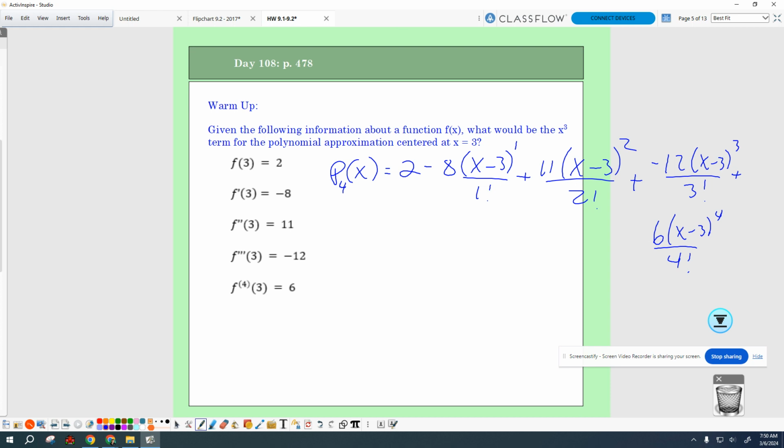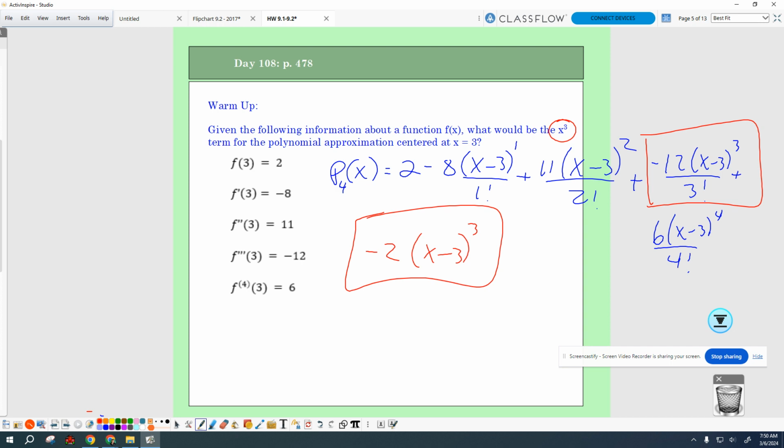So to answer the question that was actually up here, what is the x to the third term? This is often a multiple choice question. So negative 12 divided by 3 factorial is 6. So they will either ask what is the term or what is the coefficient of the x to the third term.